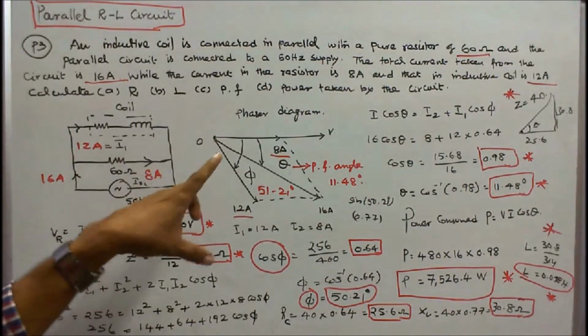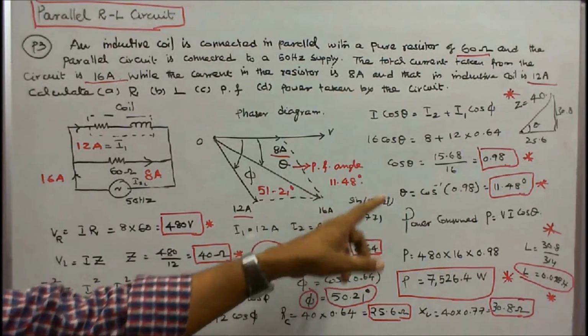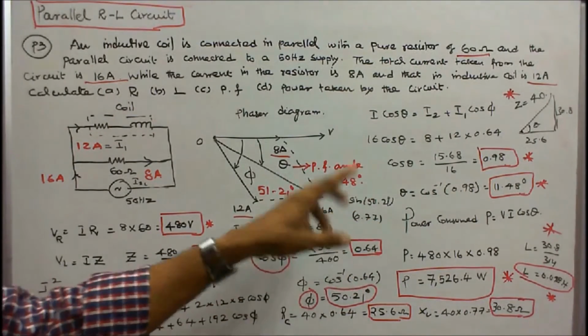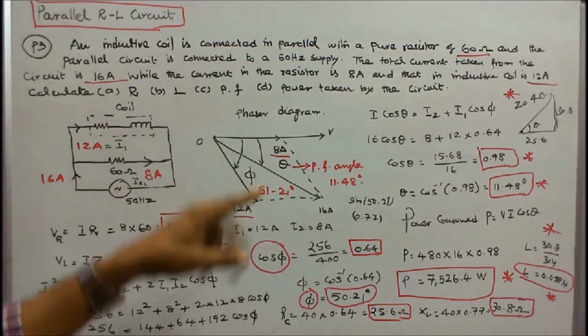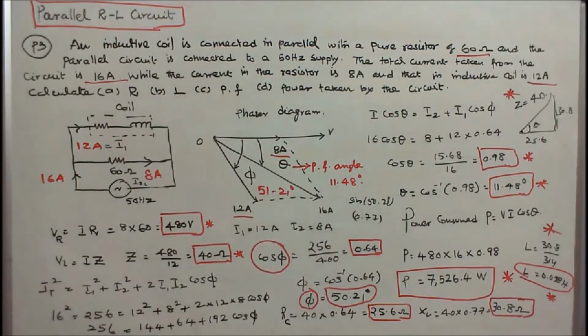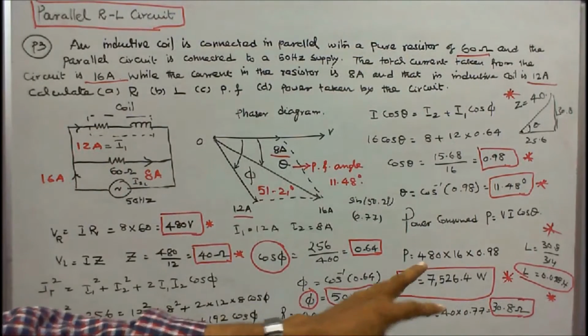I can find the resistance of the coil. That is Z into cos theta. Z is 40. Cos theta is 0.64. 40 into 0.64, that is equal to 25.6 ohms. Resistance of the coil is 25.6 ohms. Sin 50.21 degrees, that is equal to 0.77. Inductive reactance of the coil is Z into sin theta. 40 into 0.77, that is equal to 30.8 ohms. Inductive reactance of the coil is 30.8 ohms.